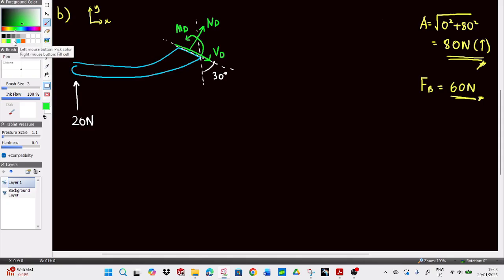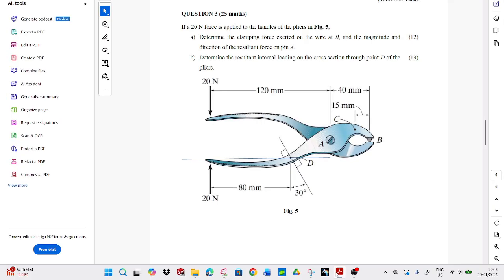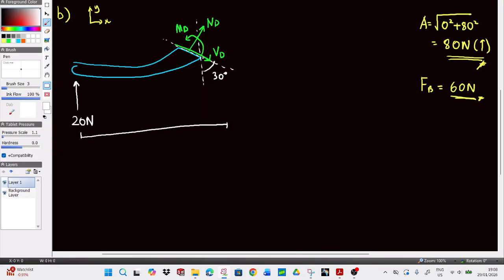And our distance from this 20 Newton to the plane itself, actually from here to this point itself, is already 80. So this is about 80. Now there comes an interesting question: how are we going to determine our bending moment, our normal force and our shear force? Because it seems a little bit tricky.